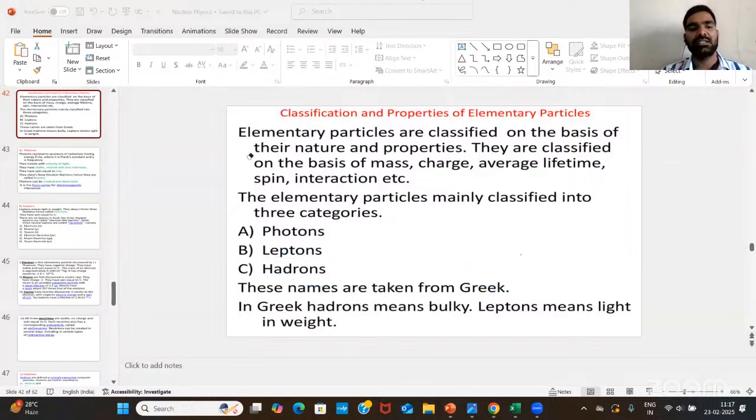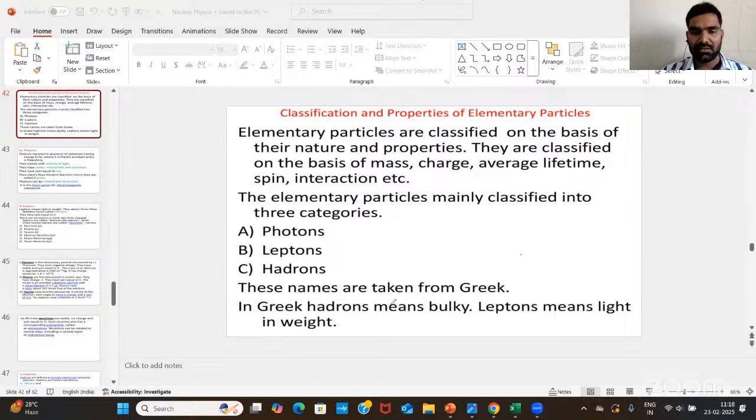As I just now said, these elementary particles are classified on the basis of their nature and properties. They are classified on the basis of mass, charge, average lifetime, spin, interaction, etc. So the elementary particles are mainly classified into three categories. What are those categories? Just now I said leptons and hadrons. Photons I also said, but I had not included them in the earlier slide. But photons are also there. Elementary particles are divided as leptons, photons, and hadrons.